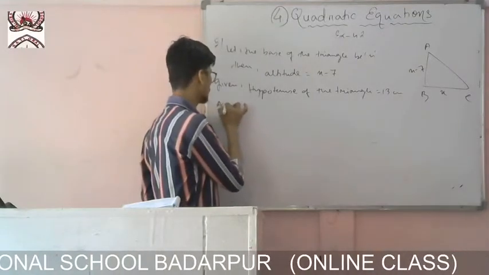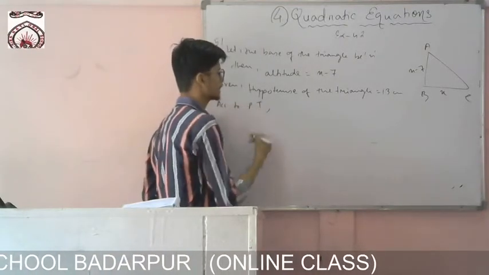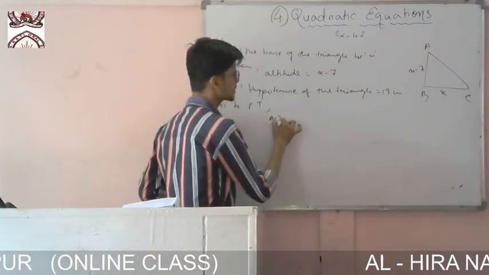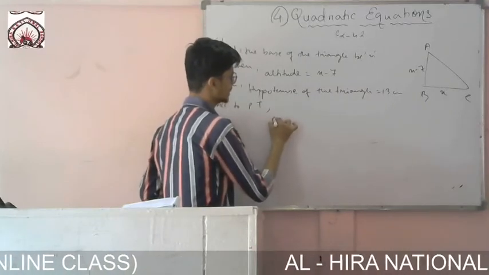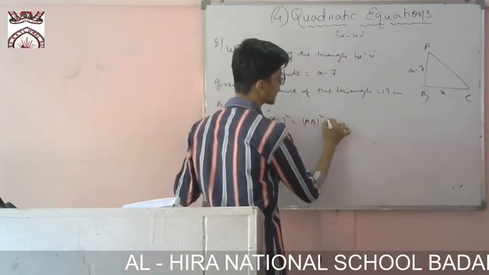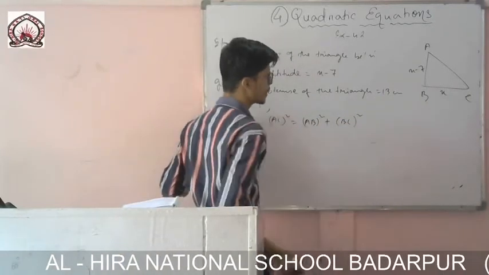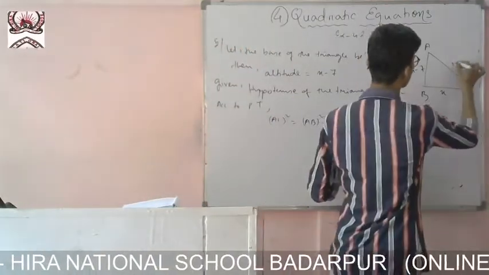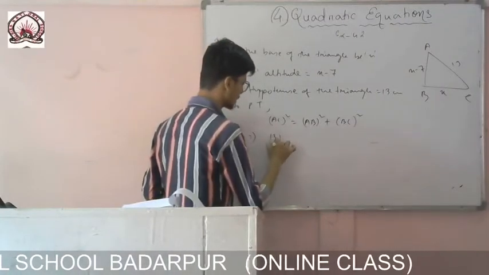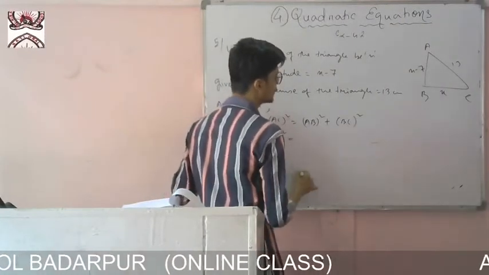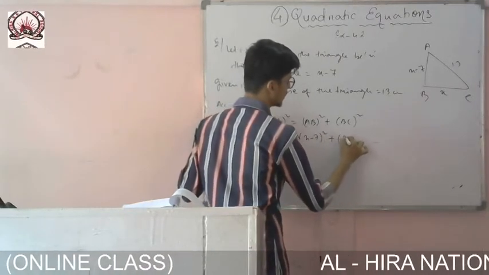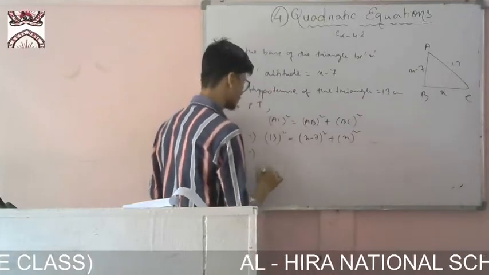So I can write, according to Pythagoras theorem, you write it full. According to Pythagoras theorem, formula will be AC square, that is hypotenuse square, will be equals to base square AB square plus BC square. This is the formula, no? So I can write it like this. What is AC here? AC, it is 13 square equals to AB, it is x minus 7 whole thing square plus x square. So what is the value coming?